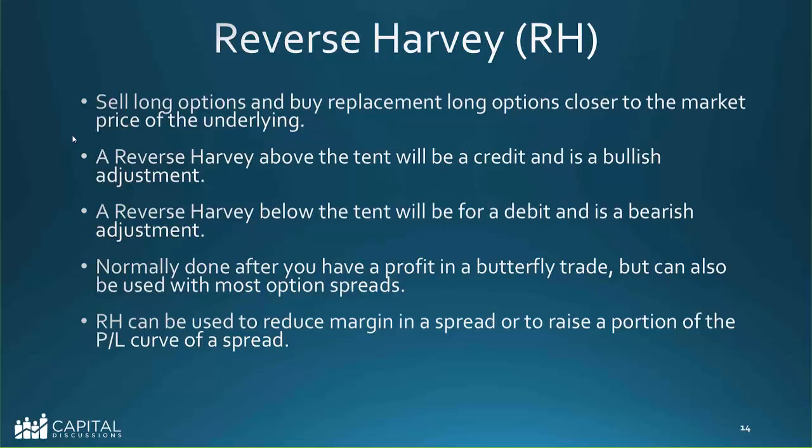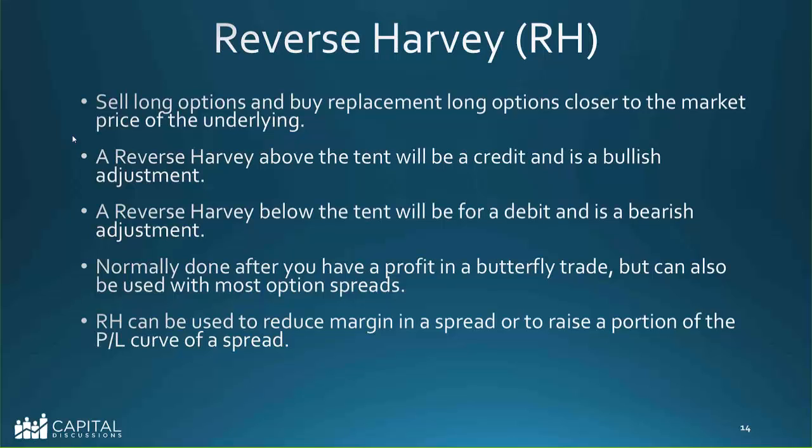You normally do this after you have a profit in the butterfly, but it can also be used with most option spreads, say like iron condors or even symmetric butterflies or an M3 or almost any spread type of trade. What happens as the trade evolves over time is the premium starts shrinking, and the prices of a lot of the strikes start getting really close to each other. So you might have a 10, 15 or 20 point spread, but the difference in the option prices might collapse down to 10, 20, 30 cents.